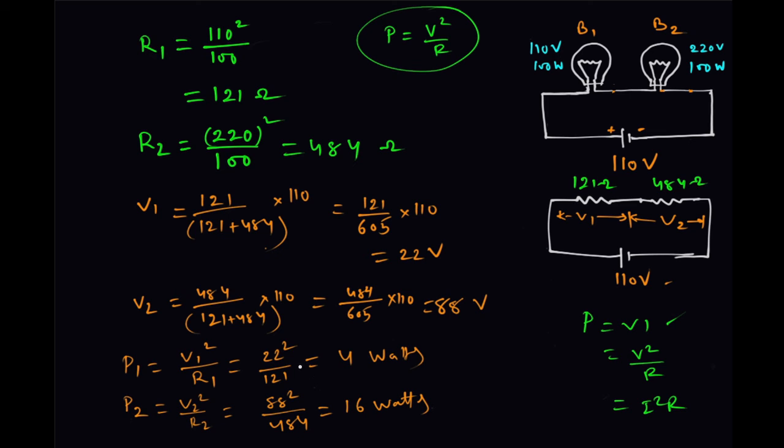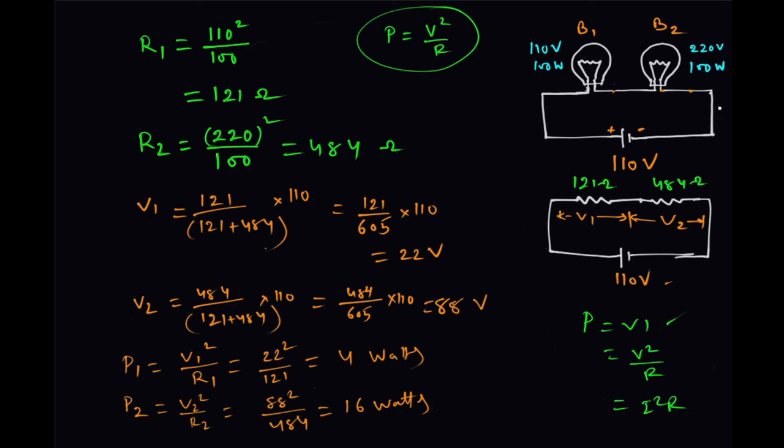Okay. Now you can see that the power consumed by these bulbs is very little, that is 4 watts and 16 watts, whereas they are rated for 100 watt each. You can also see that the voltage across this bulb, that is V1, is 22 volt, and across this bulb it is how much? 88 volt. Now you can increase this battery voltage. If we increase this voltage, then V1 and V2 will increase.